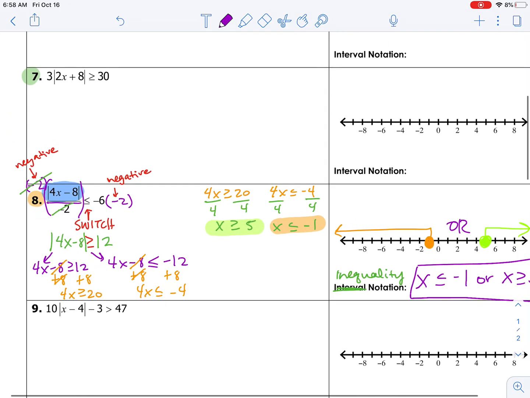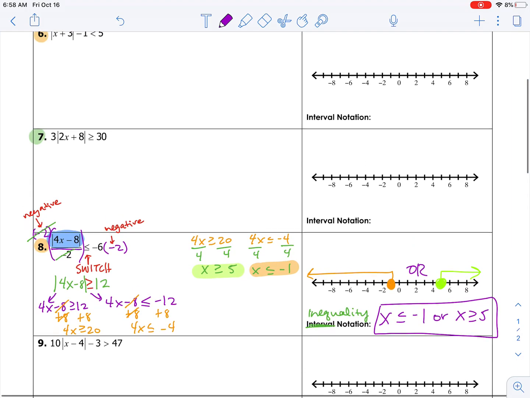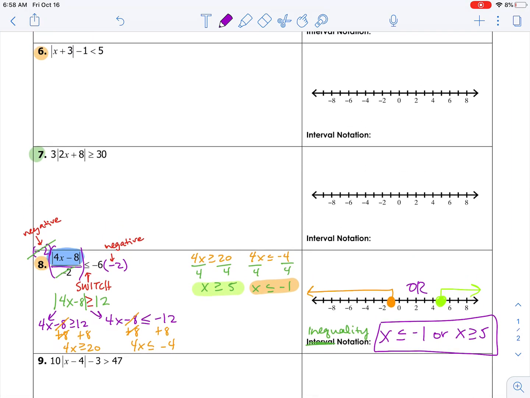So what I would like for you to do is show me number 6 and number 7. When you're ready to see the answers to number 6 and number 7, you can go to the next page.